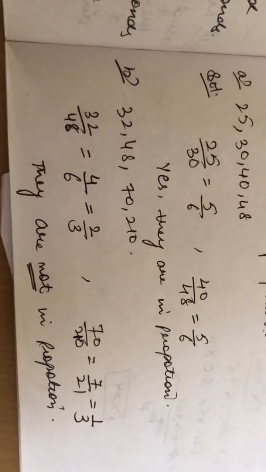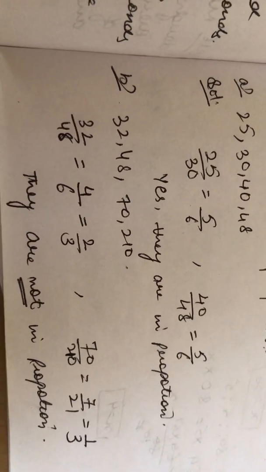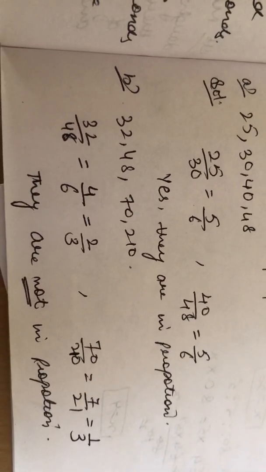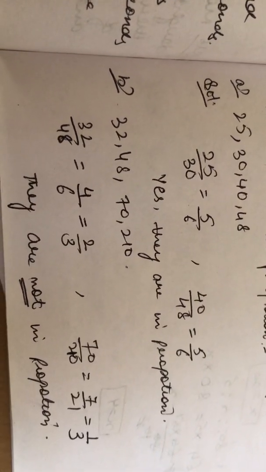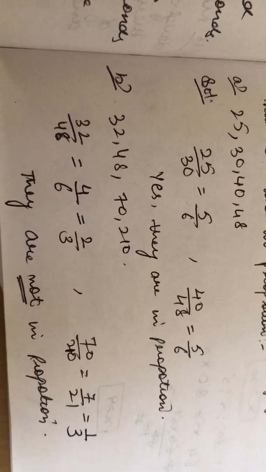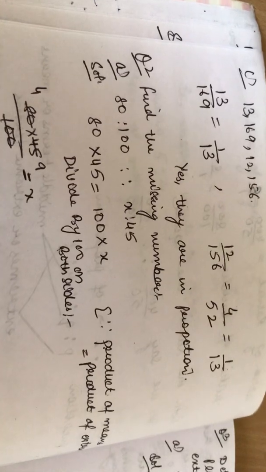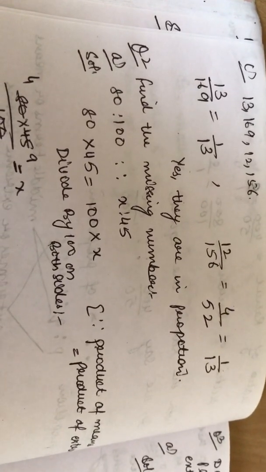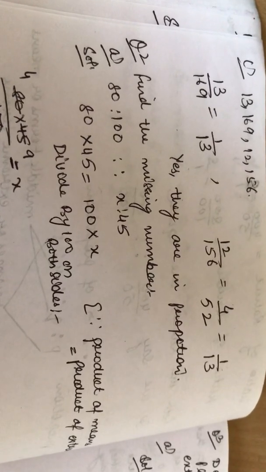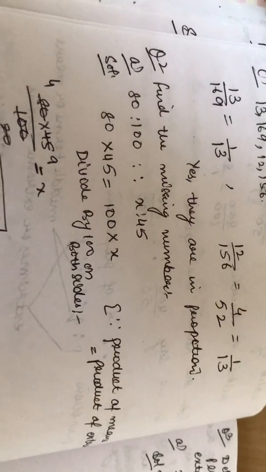B part, 32, 48, 70 and 210. Now 32 by 48 is 2:3 in the simplest form, and 70 by 210 is 1:3 in the simplest form. So they are not equal. So we will say they are not in proportion. C part, 13, 169, 12 and 156. So 13 by 169 is 1 by 13, and 12 by 156 in the simplest form is again 1 by 13. So they are in proportion.